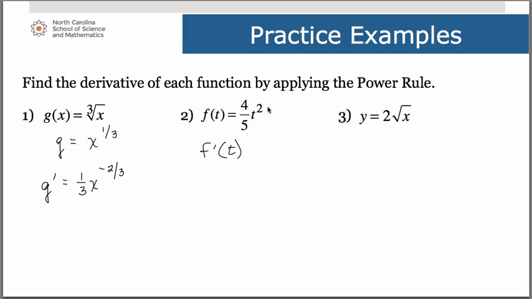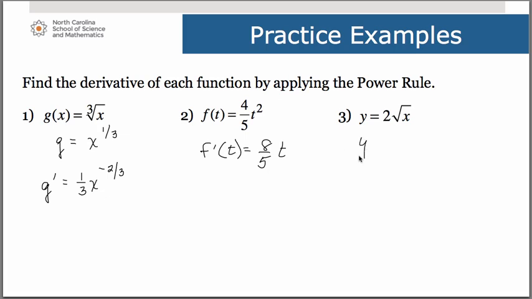So we have 4/5 times 2 is 8/5. t, subtract 1 from your exponent, and your exponent is just 1. Again, if you find it helpful to write the 1 exponent for a little while you're still learning this and it's still new to you, feel free to do that.